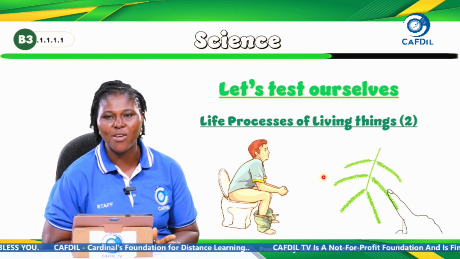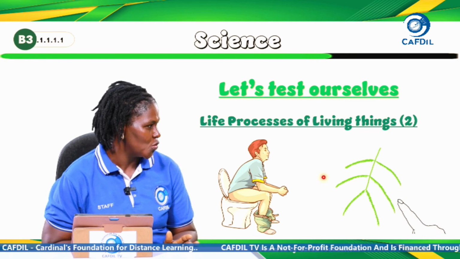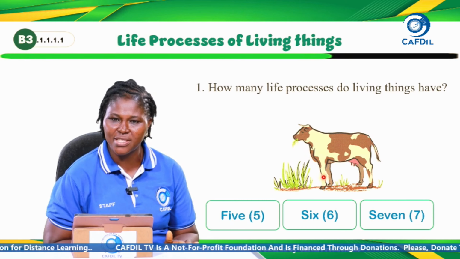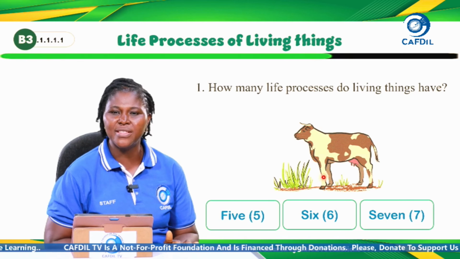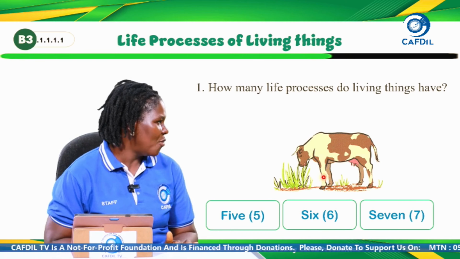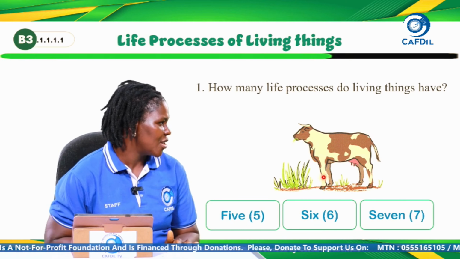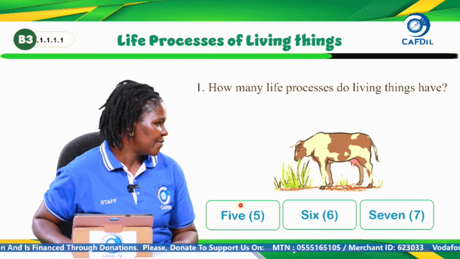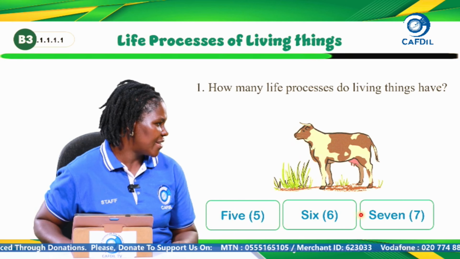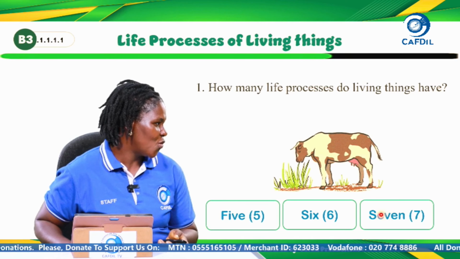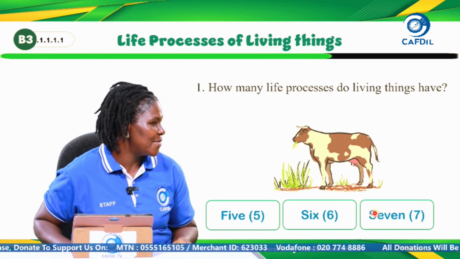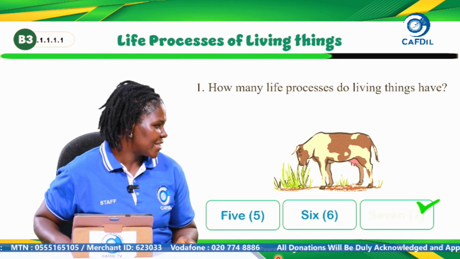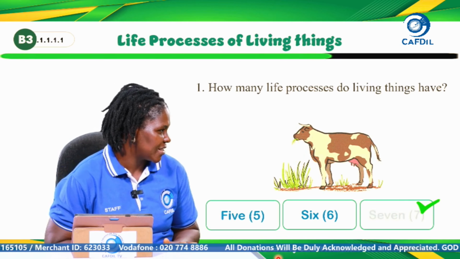Life processes of living things, lesson 2. Now question 1. How many life processes do living things have? We have 5, 6, and 7. So which one is the answer? Tell me. Okay. We have 7 life processes.